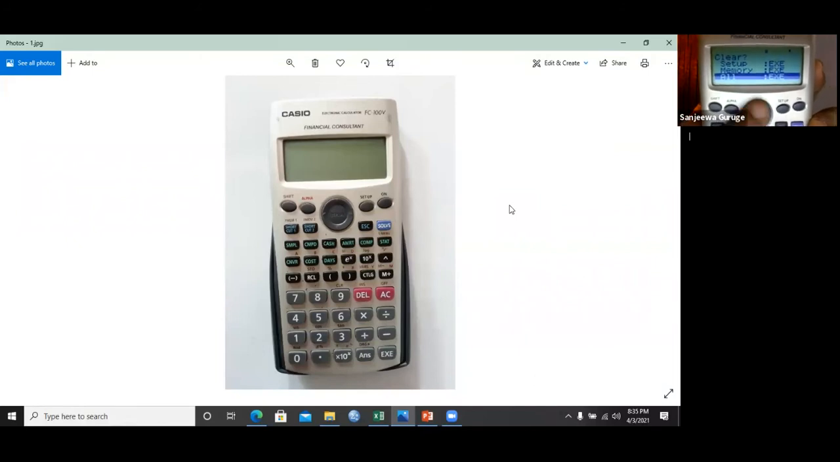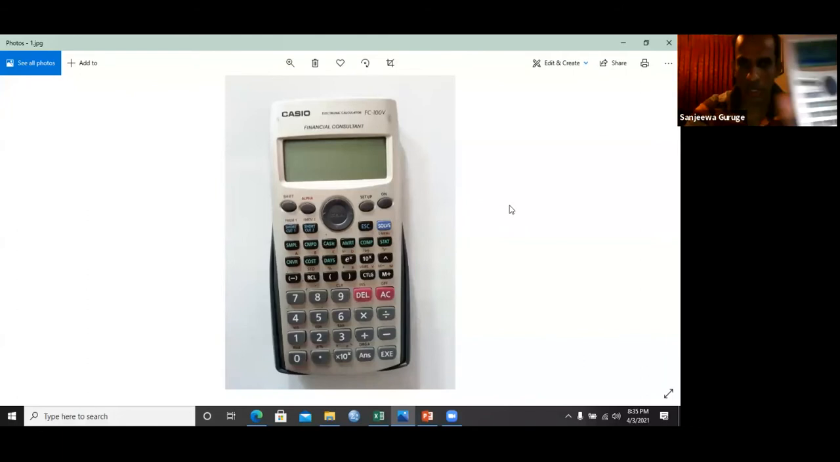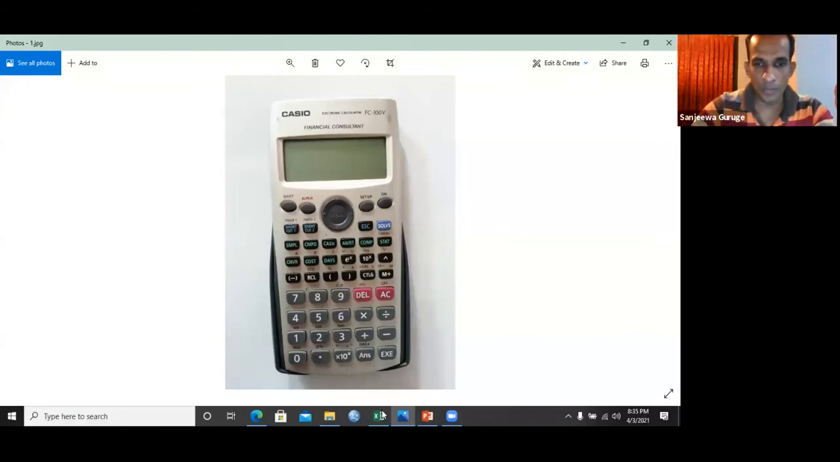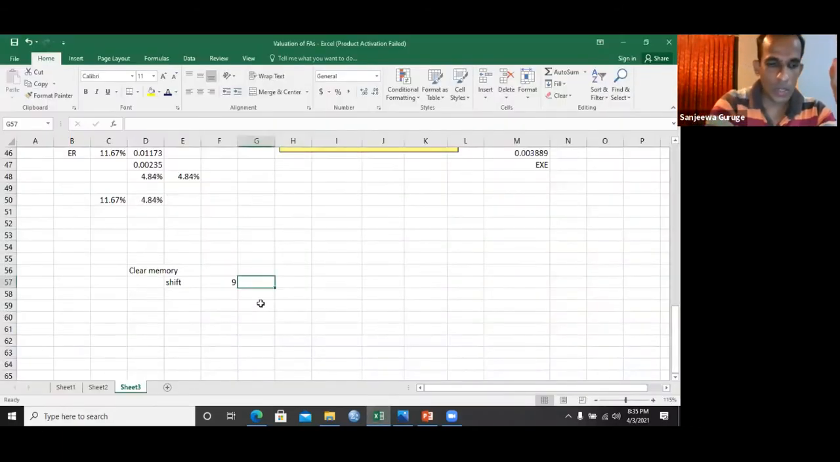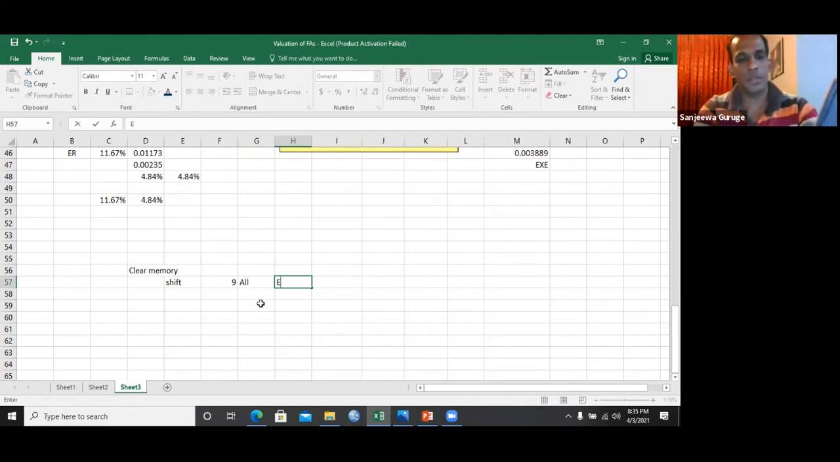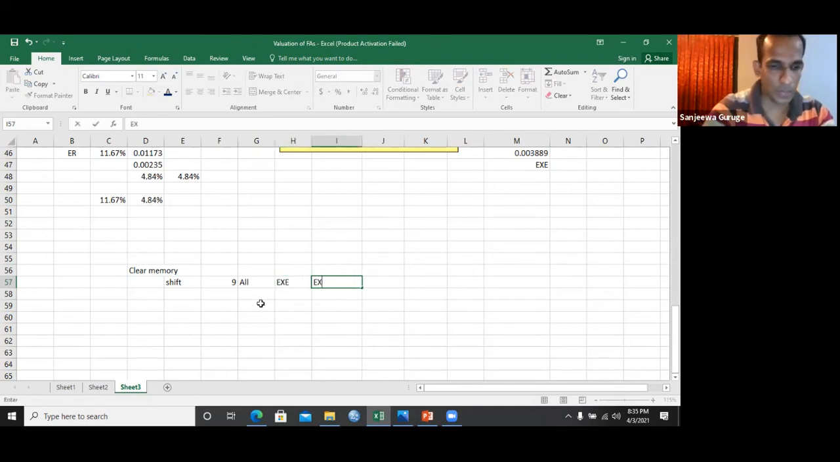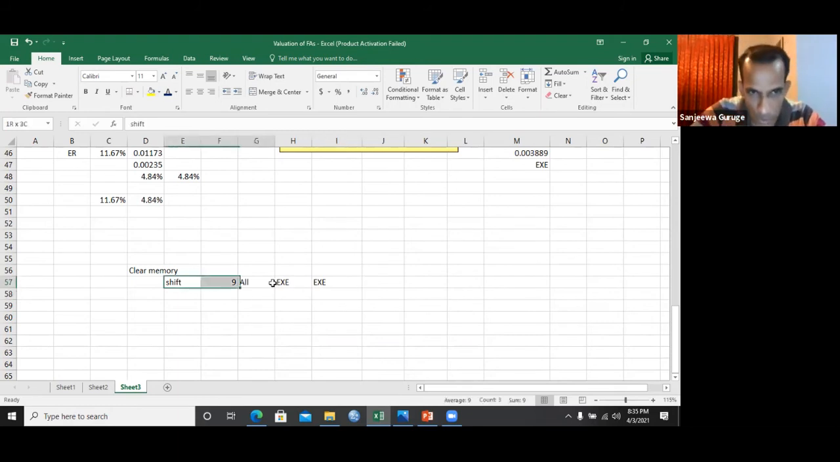You need to select all. Using this big black button, you can go down. So you have to select all, right? Then shift 9, select all, and then press exe. You have to press exe twice. Right. So this is the first step.